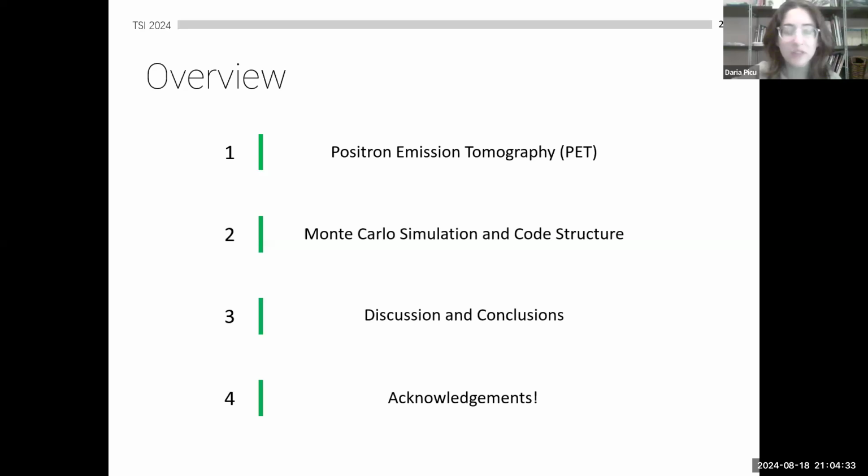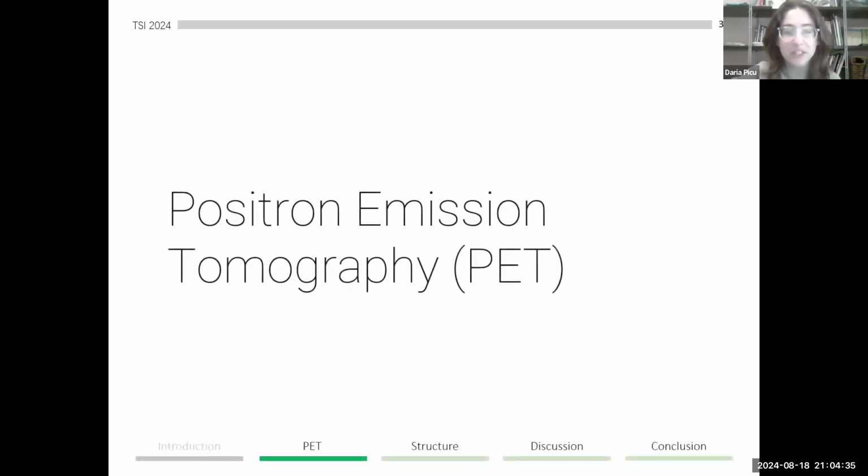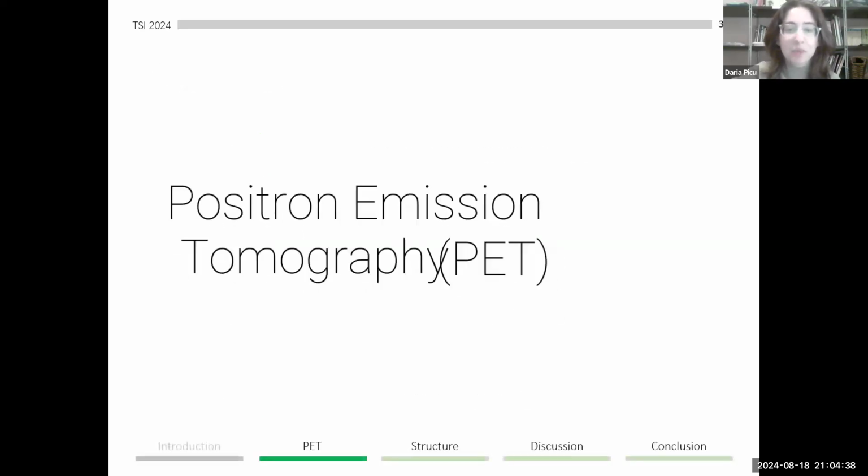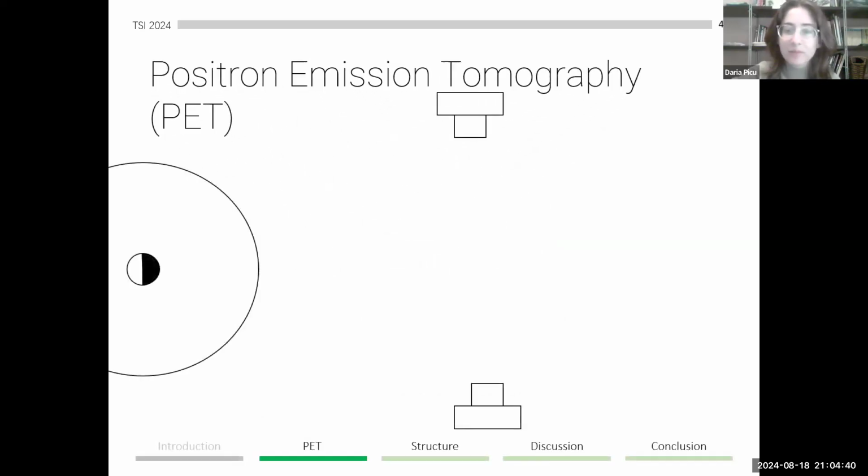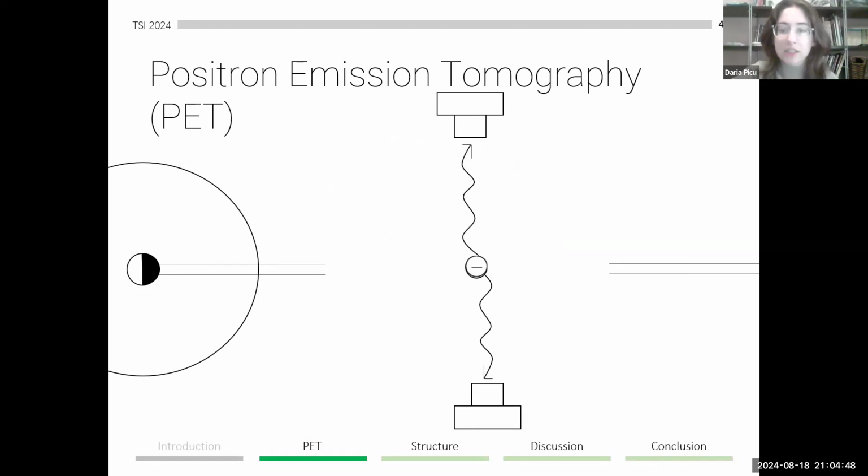Here's an overview of the presentation. So first, going into positron emission tomography and what it actually is. PET imaging operates by detecting two gamma rays emitted in opposite directions from within the patient's body when positrons, which are produced as a byproduct of radioactive decay, are annihilated by interacting electrons.